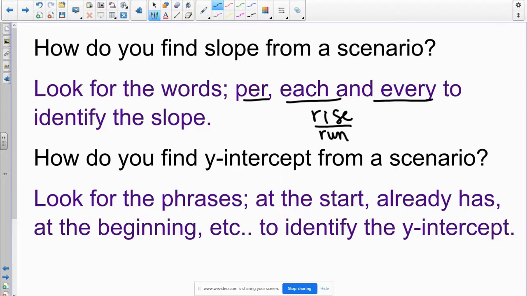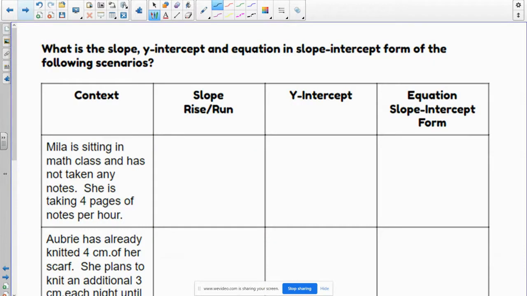Your second one is, how do I find that y-intercept? Well, you're going to look for the phrases, because remember, the y-intercept is at when x is 0. So you're going to look for "at the start," "at the beginning," or "already has done," or any of those ideas that tell you what had happened before or what has happened at the start. And then that slope's going to tell you what's going to happen from the moment on. So we're going to look at these contexts.